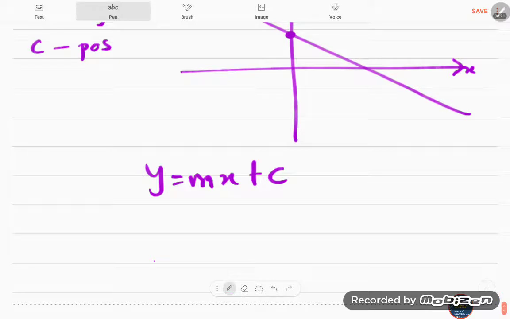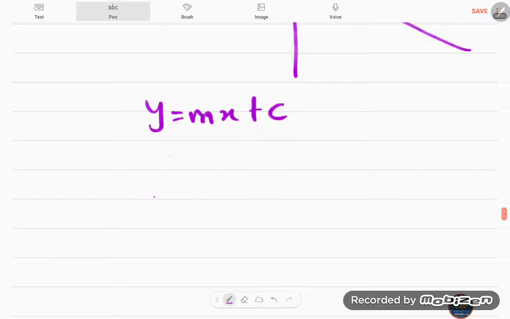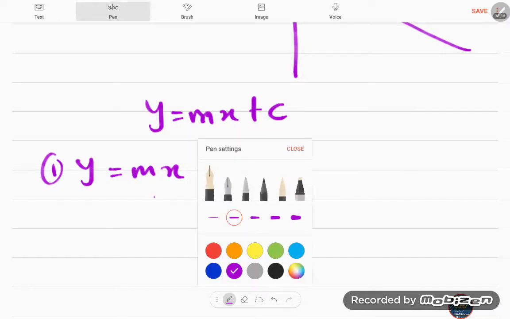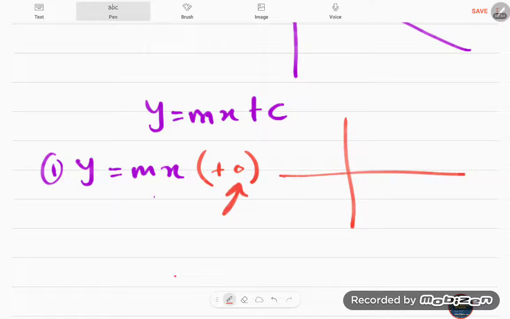But we need to agree on something: if our c is 0, then our graph will be y equals mx plus 0, so it's got a silent 0, which we're going to show there. If this is the case, then our graph has to pass through the 0, because that's what c is. It is where the graph cuts the y-axis. So our graph would pass through like that right there.